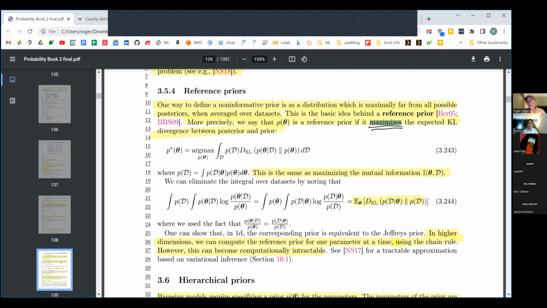I thought it was interesting because it's kind of saying, make the prior as non-informative as possible, as far away from any of the distributions you're going to arrive at. And that completes 3.5. Six minutes late.